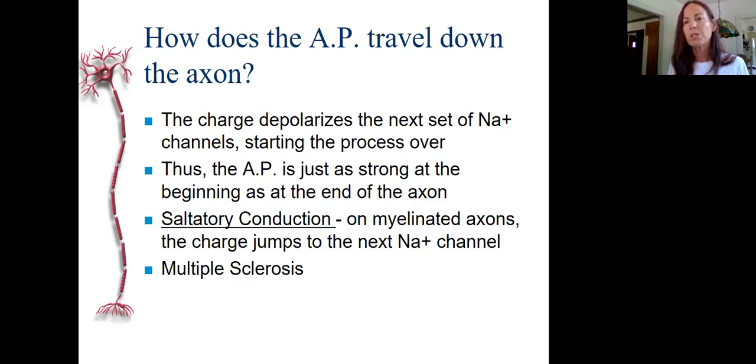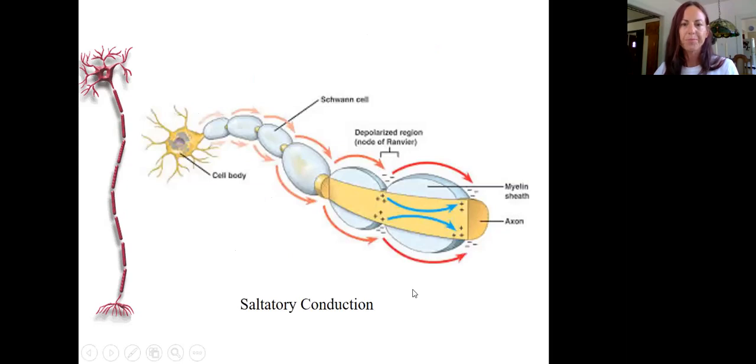I want to mention again that I talked about multiple sclerosis in the very beginning when I talked about myelin, because as the myelin degenerates in multiple sclerosis, we see the loss of a charge coming down the axon. And that is because the charge can't make it to the next node because it needs that myelin to be able to insulate it.